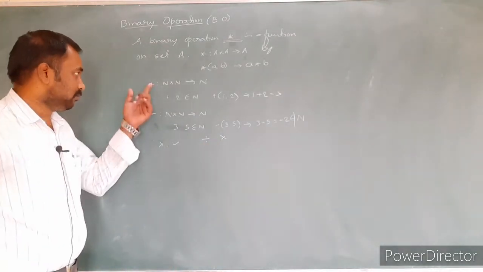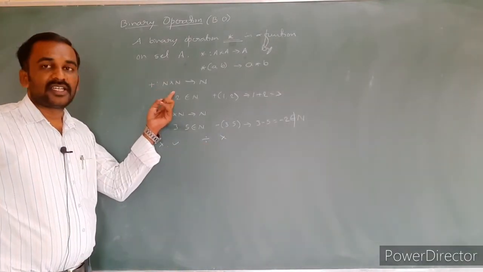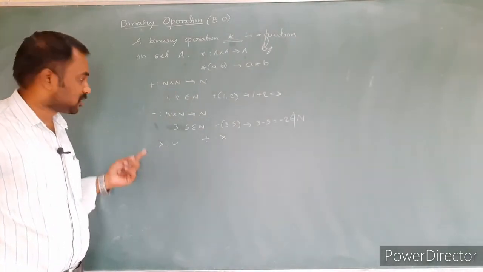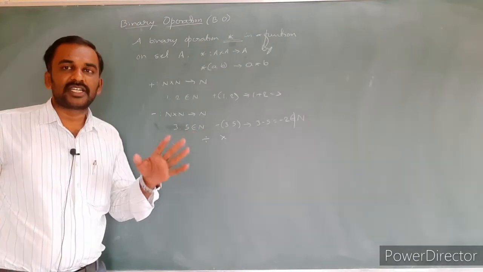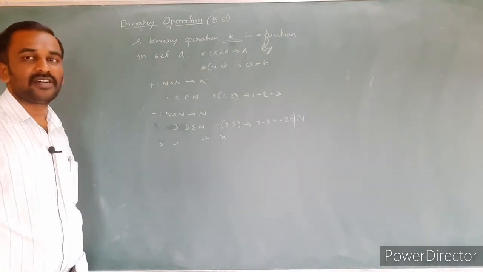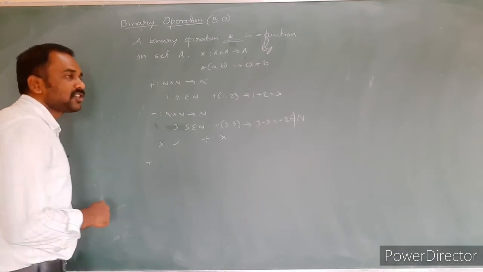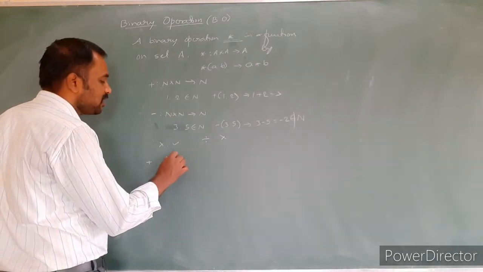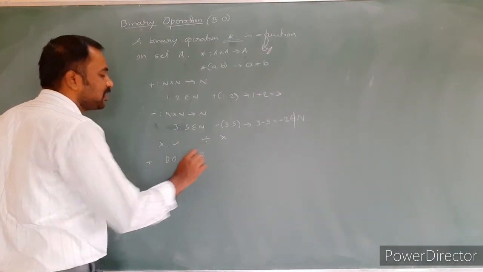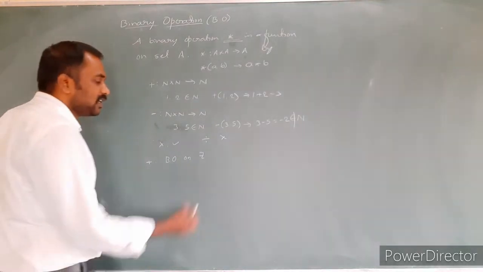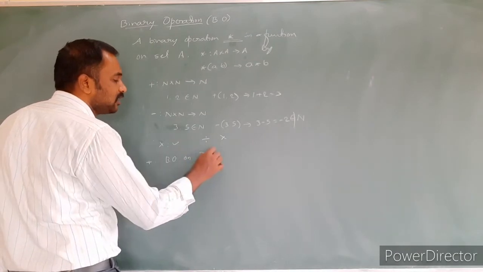Okay, finally you can conclude that on the set of natural numbers, addition and multiplication are binary operations. Subtraction and division are not binary operations on the set of natural numbers. Here we can take it: addition is a binary operation on the set of integers. Do you all agree? The sum of any two integers is again an integer, either positive or negative.